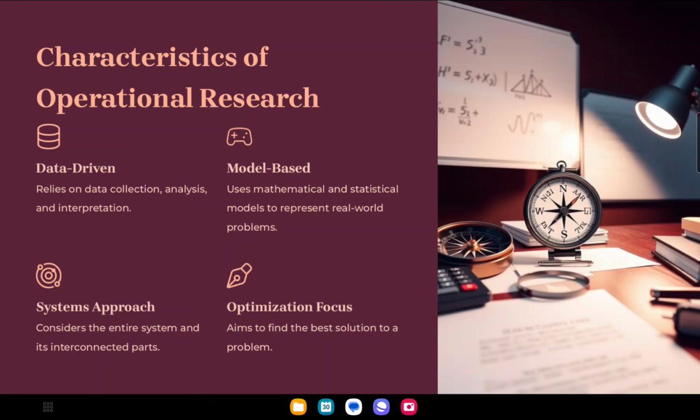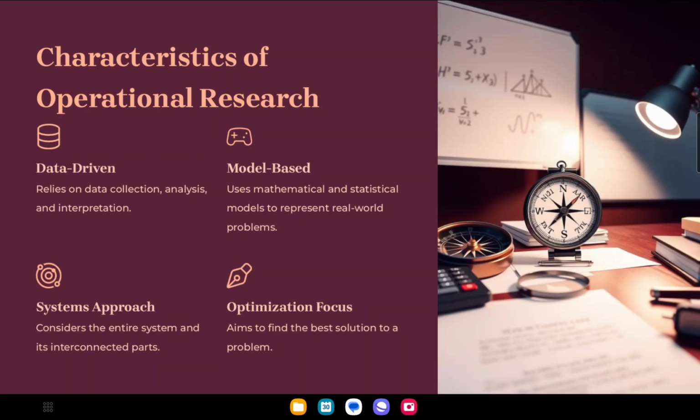Moving on to the characteristics of operational research. It has several key characteristics, and we are going to discuss all of them one by one. First is that it's data driven. OR highly relies on collecting, analyzing, and interpreting data to generate solutions, so accurate data is the backbone of effective operational research.